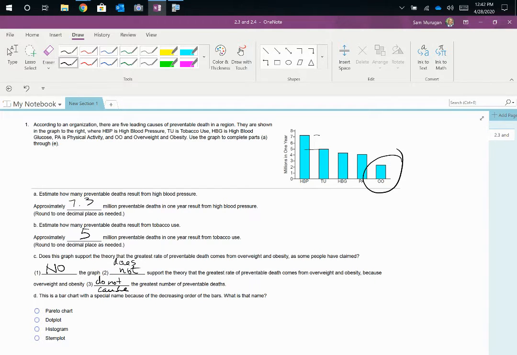This graph is quite simply a Pareto chart, isn't it? It's ranked from tallest to shortest, so it's clearly a Pareto chart.